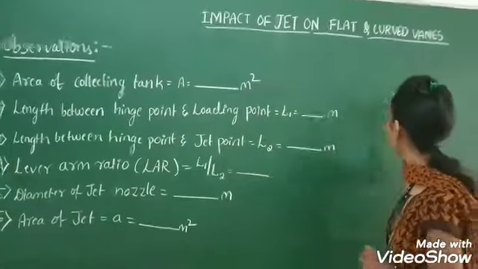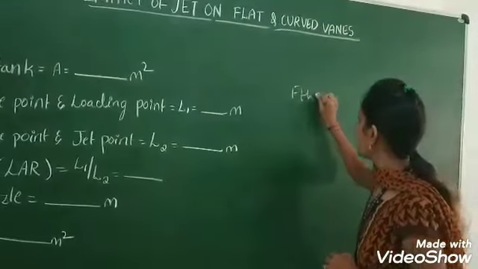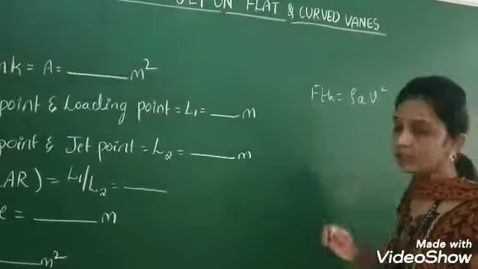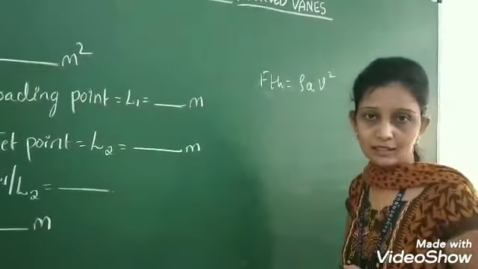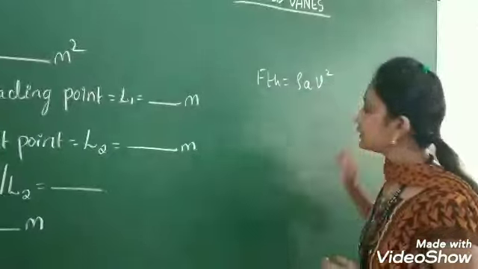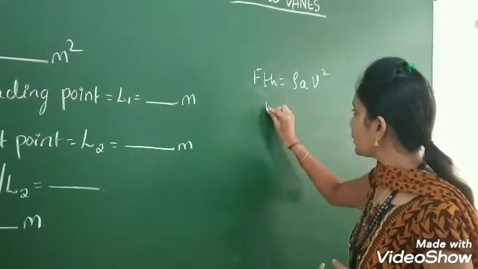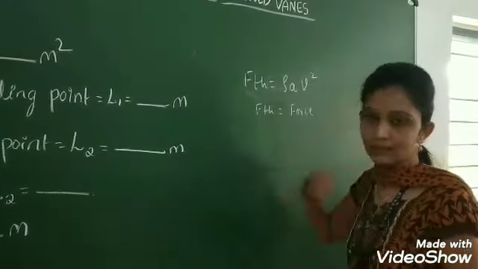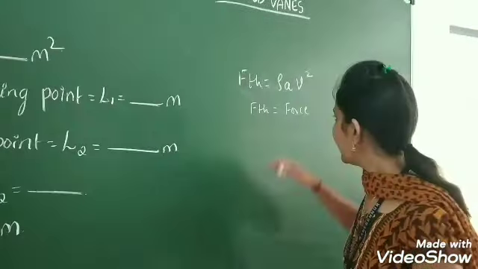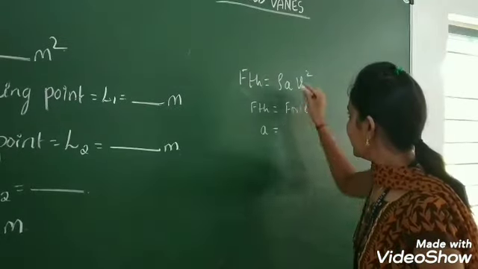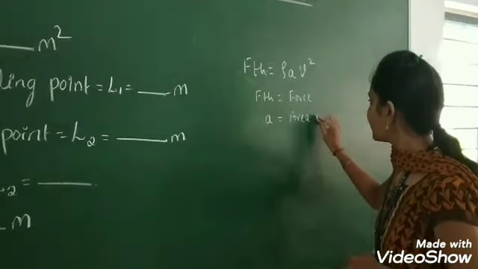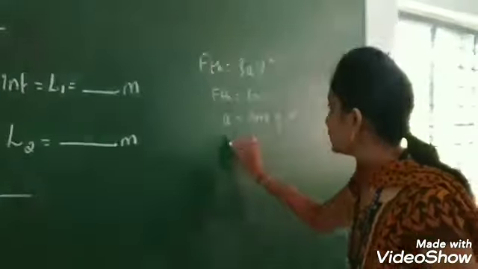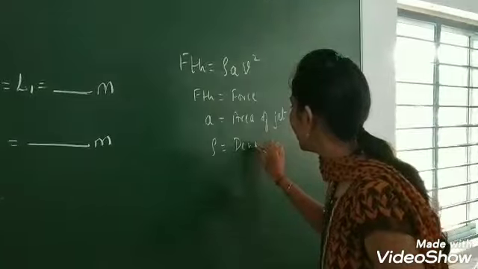Just see here, F theoretical is equal to rho A V square. In this equation, I am talking only about the flat wings. Later I will tell regarding the curved wings. F theoretical represents the force impacted on the curved or flat plate, and A represents the area of the jet where the water flows. And rho is nothing but the density of the water.